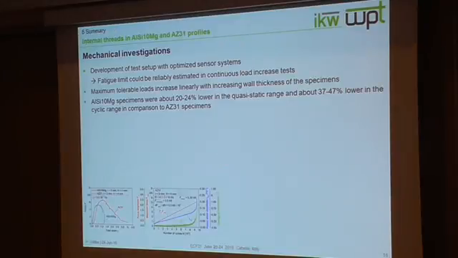Okay, let me shortly sum up. We had done some mechanical investigations in internal threads in aluminium and magnesium thin-walled profiles, and we developed a test setup with optimized sensor systems, so the fatigue limit could be reliably estimated in continuous load increase tests. As I told before, this is to be validated in constant amplitude tests. Maximum total loads increased linearly with increasing wall thickness of specimens, in the tensile range and in the fatigue range. And the aluminium specimens were about 20 to 24% lower in quasi-static and 37 to 47% lower in cyclic range in comparison to magnesium specimens.